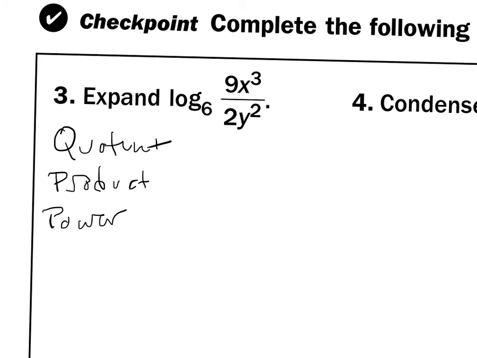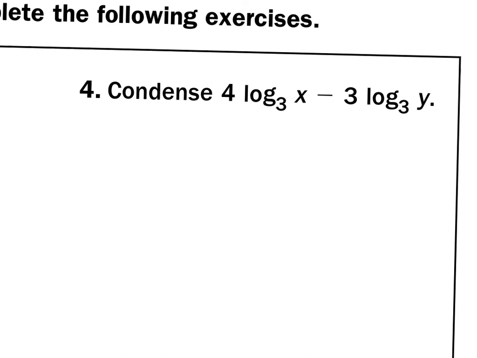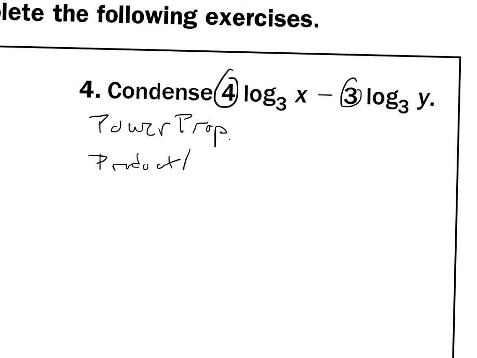However, when you condense, let's take a look at this guy. When you condense, the first thing I would do is look for any power property, which I already know I have, because there's a coefficient in front, and I have a power there. And then finish off by using either the product property or the quotient property, whatever makes sense to use. So go ahead and try that.